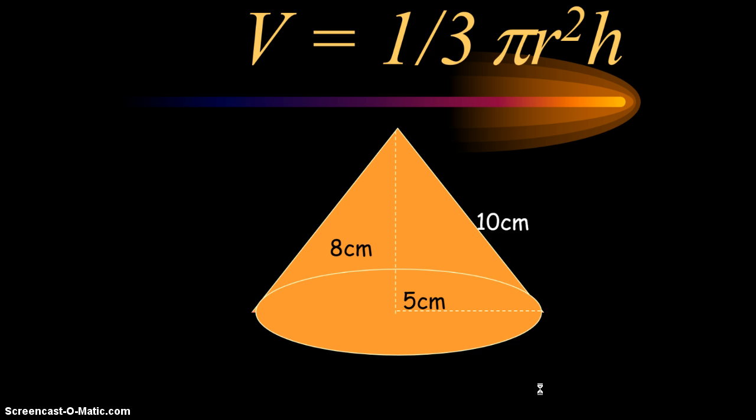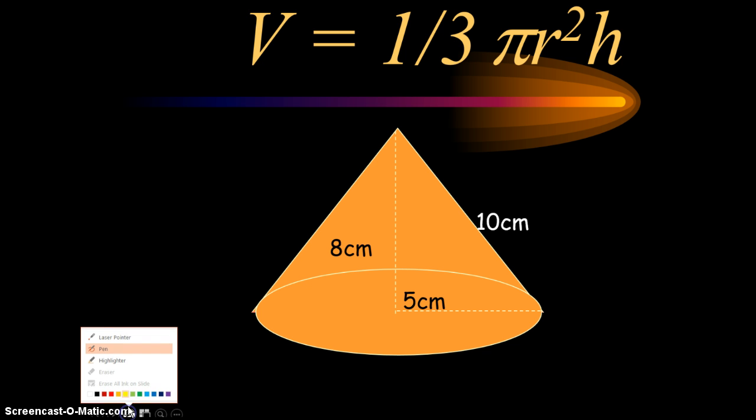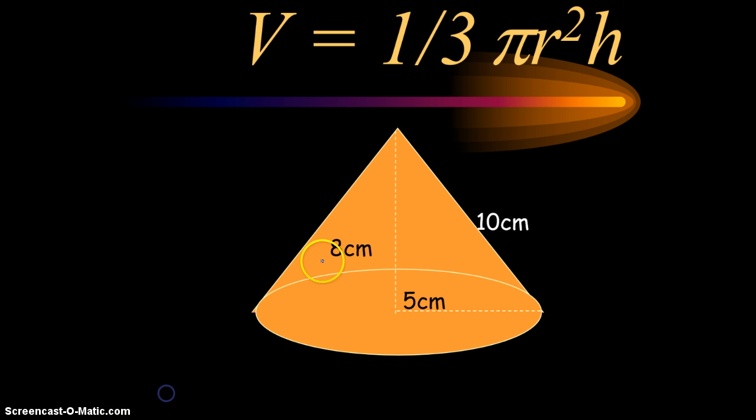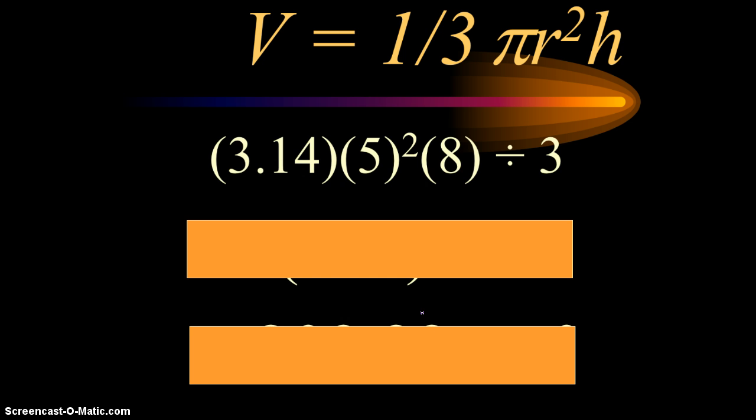So here we have our first cone that we're going to look at. Notice they did try to throw you off by giving you the slant height. We don't need it. We want that straight up and down perpendicular height. So 8 centimeters, that's the side that forms that right angle perpendicular relationship with our radius, which is 5. So we'll plug those values into our formula.